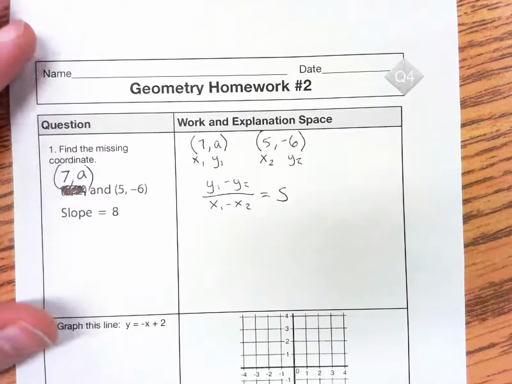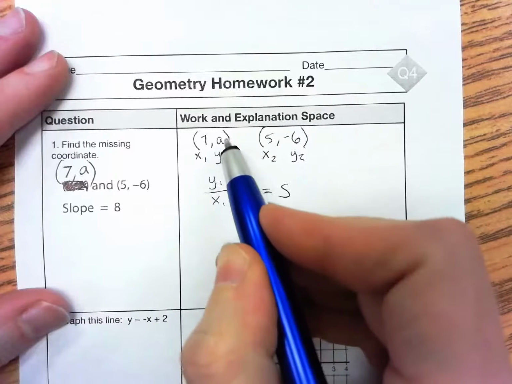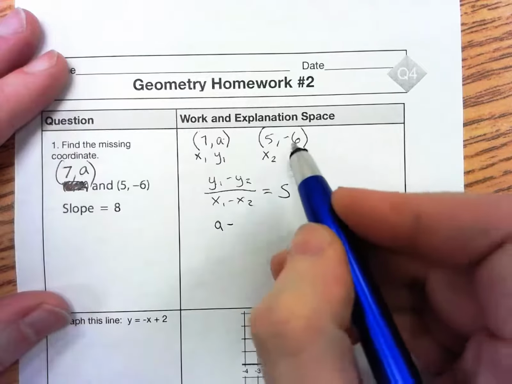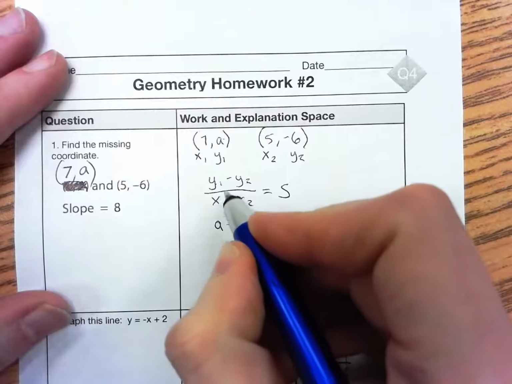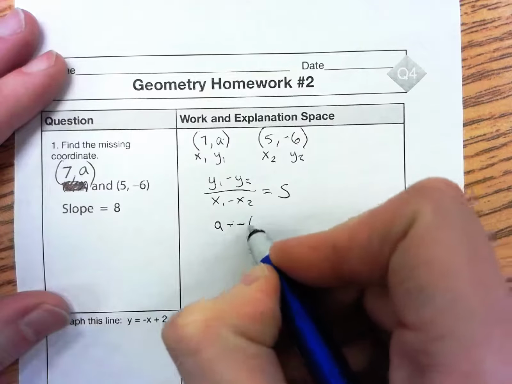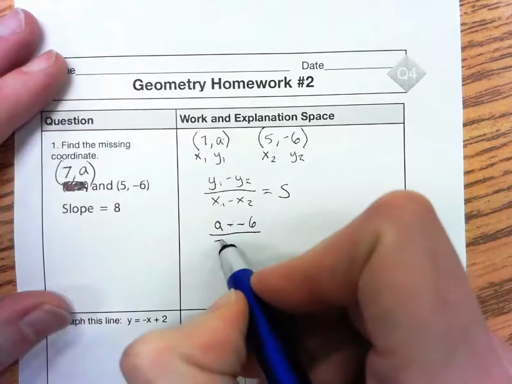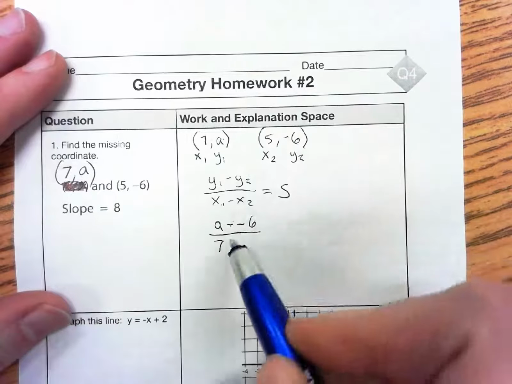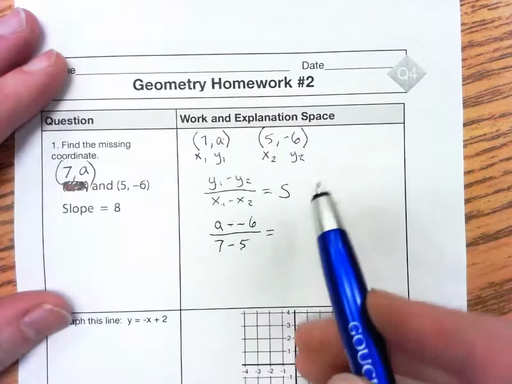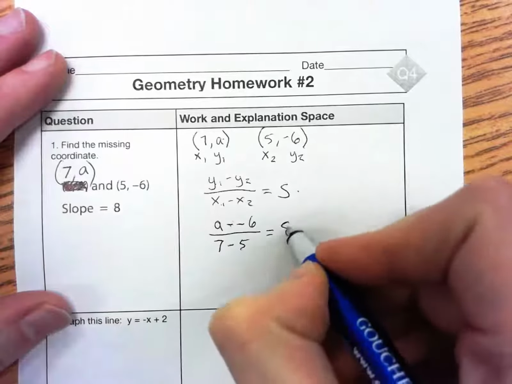Our next step, our fourth step, says to plug in the values. So we're going to put in y1, which is a minus, and then y2 would be negative 6. So this is where it gets tricky. We have that minus sign that comes from our formula, and then we have the negative sign. So we need negative 6 right here. And then we have x1 is going to be 7, and we're going to subtract x2, which would be 5, equals. And then for slope, we're going to plug in 8 because it's giving us our slope there.